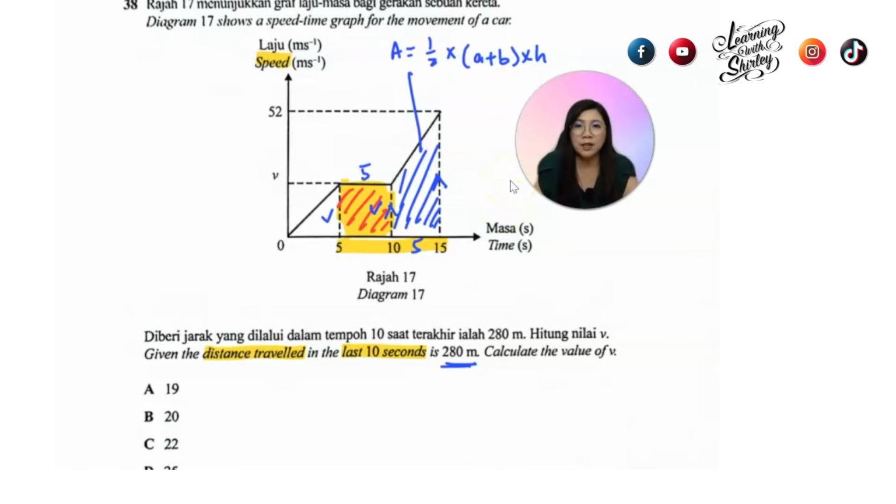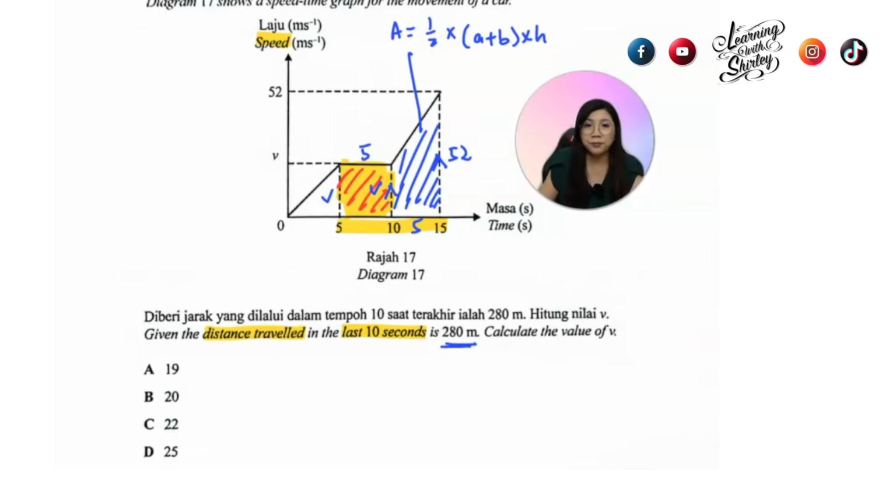So here is V, and then here is 52. Okay, let's put it into a formula. I'm going to do it at the bottom. Length times breadth is V times 5. Then plus the area of the trapezium, which is half times A plus B.